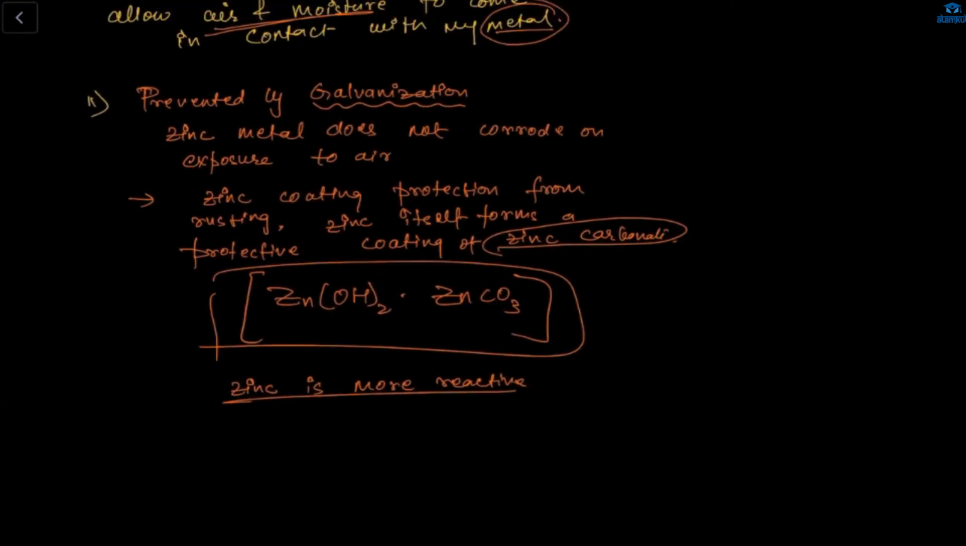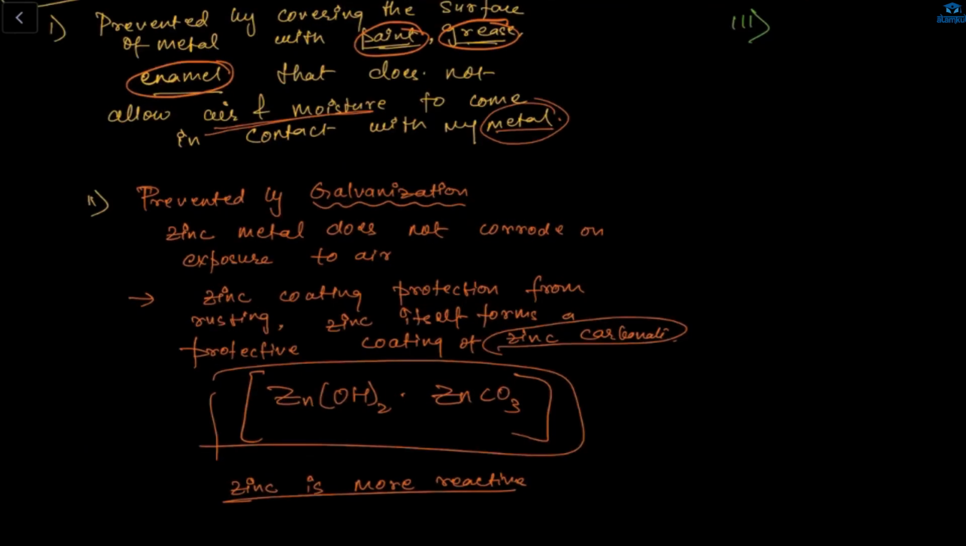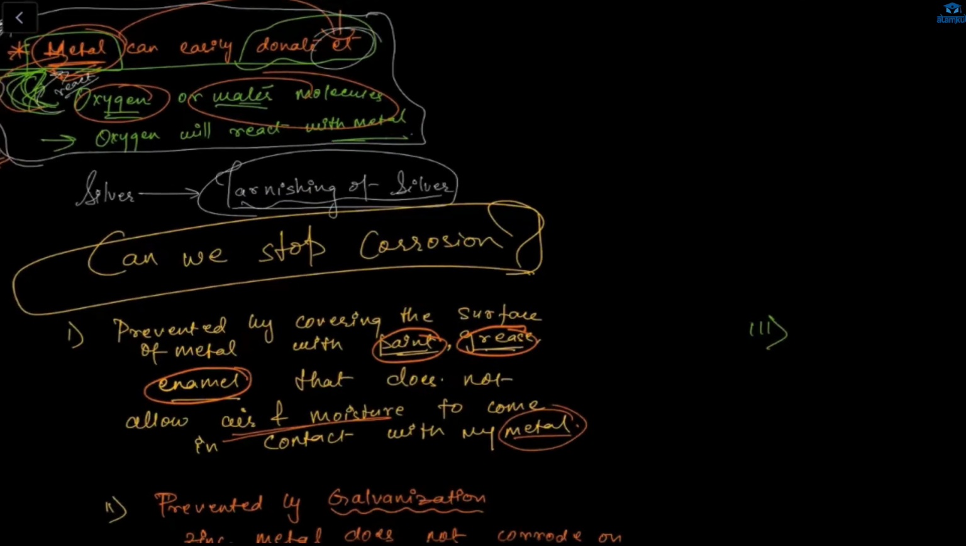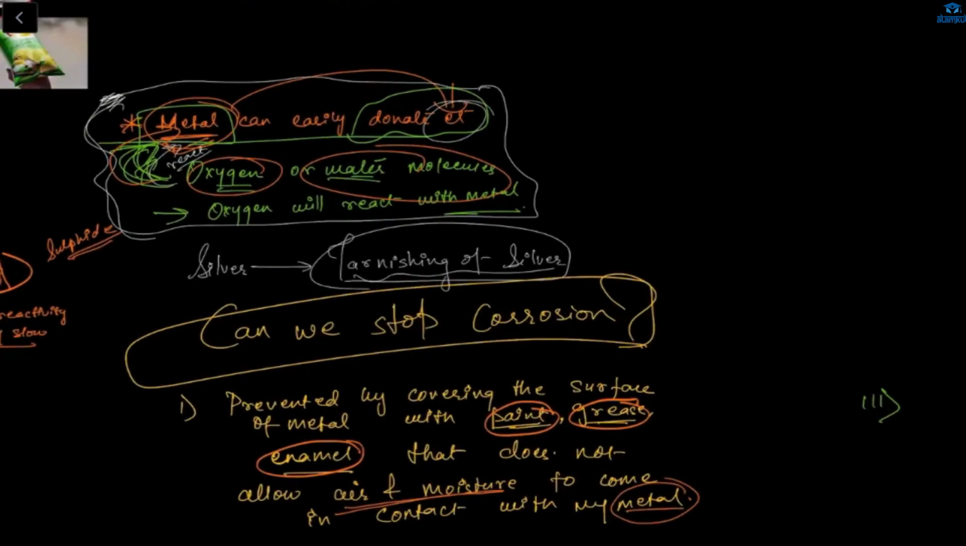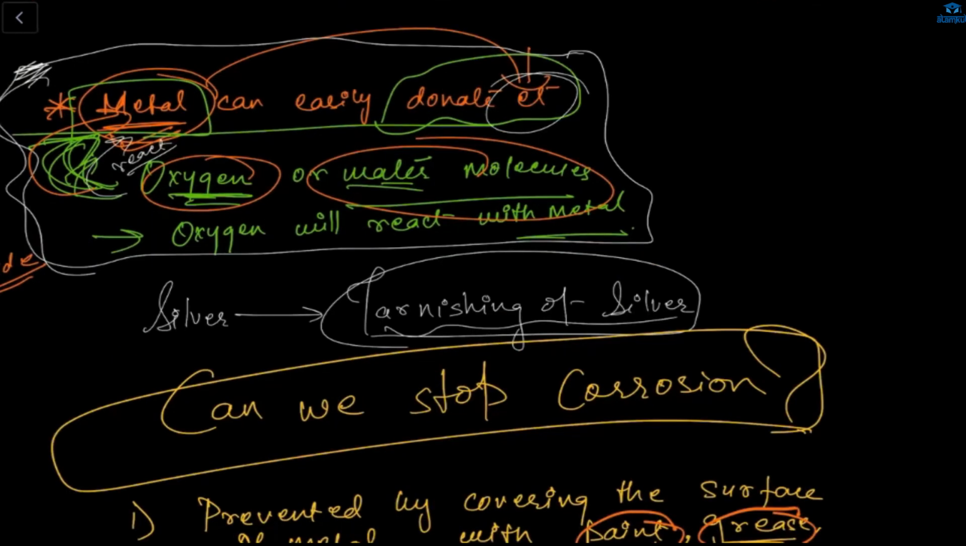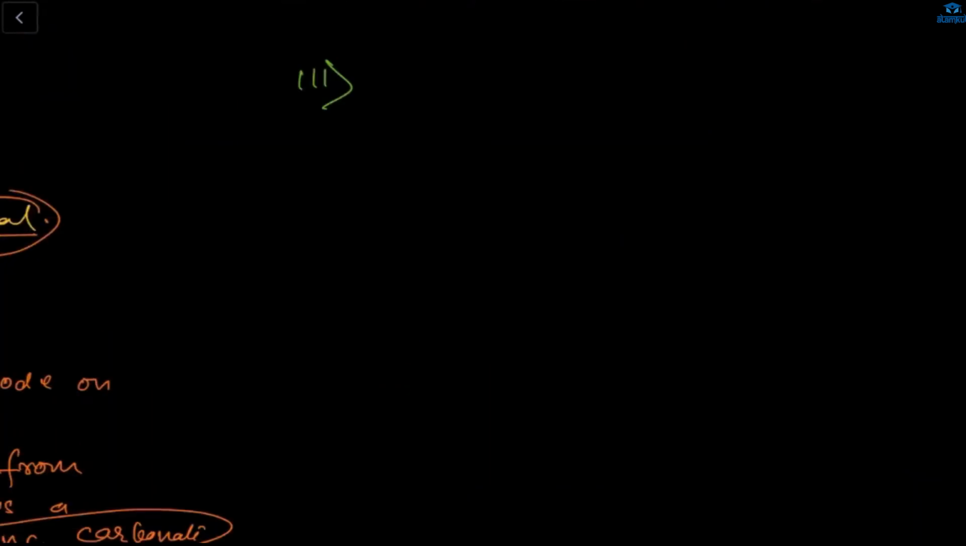See, the zinc is more reactive, so zinc has the electron properties. That's why zinc will say come in contact with me. To whom will zinc say? Zinc will say to the oxygen and water molecules, come in contact with me if you want electrons. That's why the oxygen and water molecules go and come in contact with the zinc. They won't touch my metal. That's why corrosion will not happen. Corrosion will be prevented.